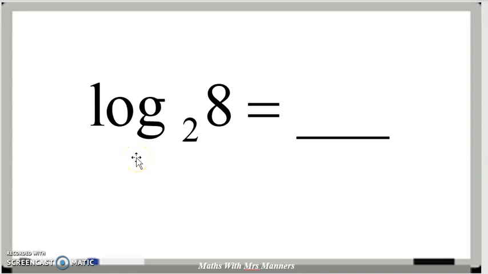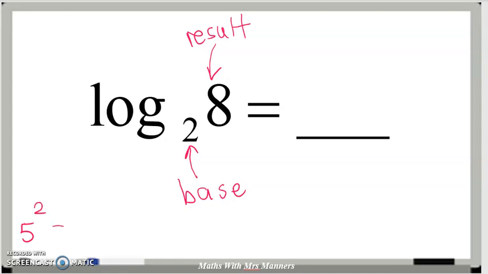So let's talk about some of the words that came up in the last video, and some of those words were base, which is this little number here, and this number, it looks like a power, but it's not. So it's important to get your head around this, that this is not a power, this is actually your result. So in the last video, we looked at some common expressions that you would know, like the fact that 5 squared equals 25, and the base and the power go together.